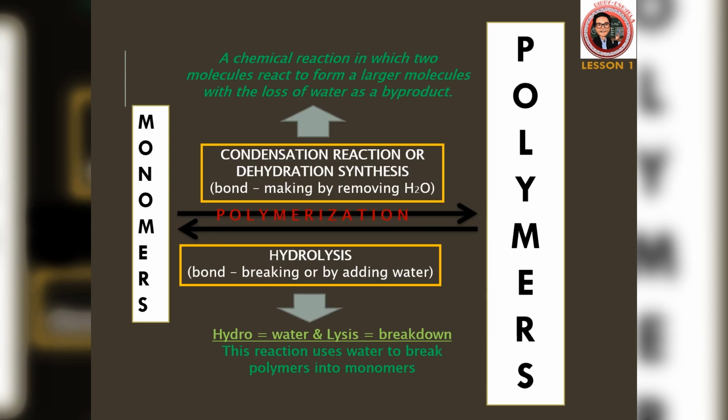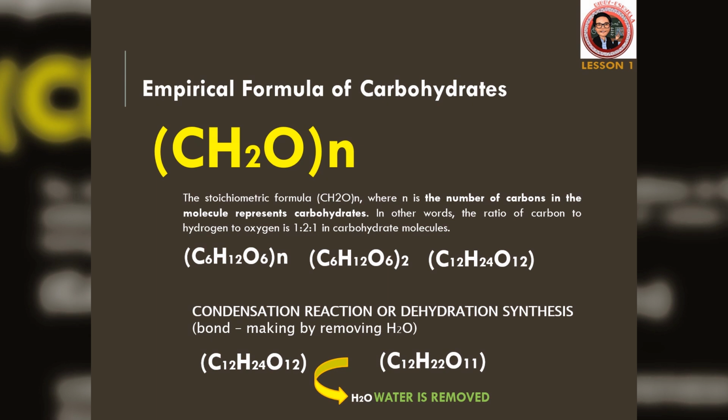We have just learned that condensation reaction or dehydration synthesis is the one responsible for forming a more complex molecule, or from monomers reacted with each other to form a polymer. Look at this. This is the stoichiometric formula, (CH2O)n, where n is the number of carbons in the molecule that represents carbohydrates. In other words, the ratio of carbon to hydrogen to oxygen is 1:2:1 in carbohydrate molecules. C6H12O6 is an empirical formula for the monosaccharide.